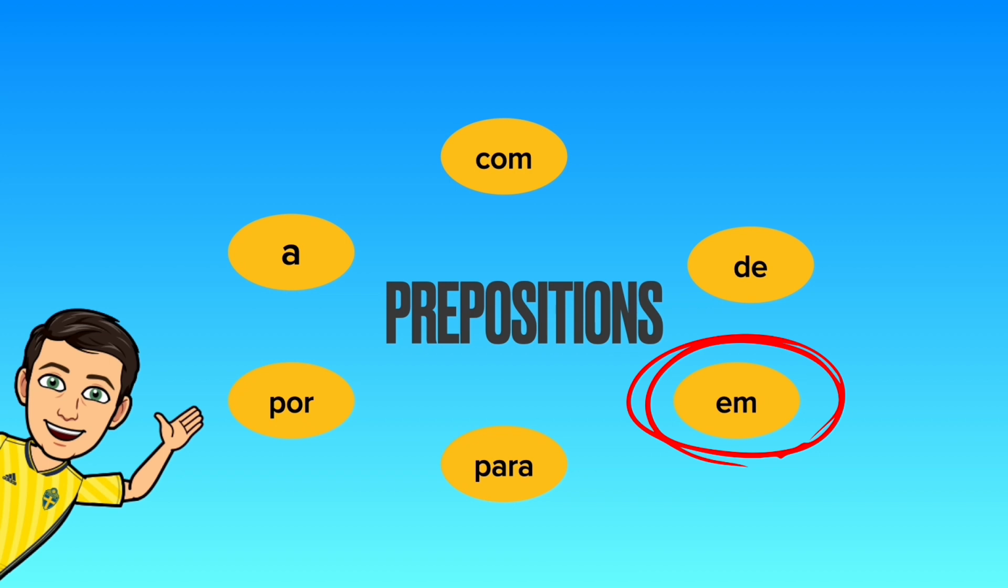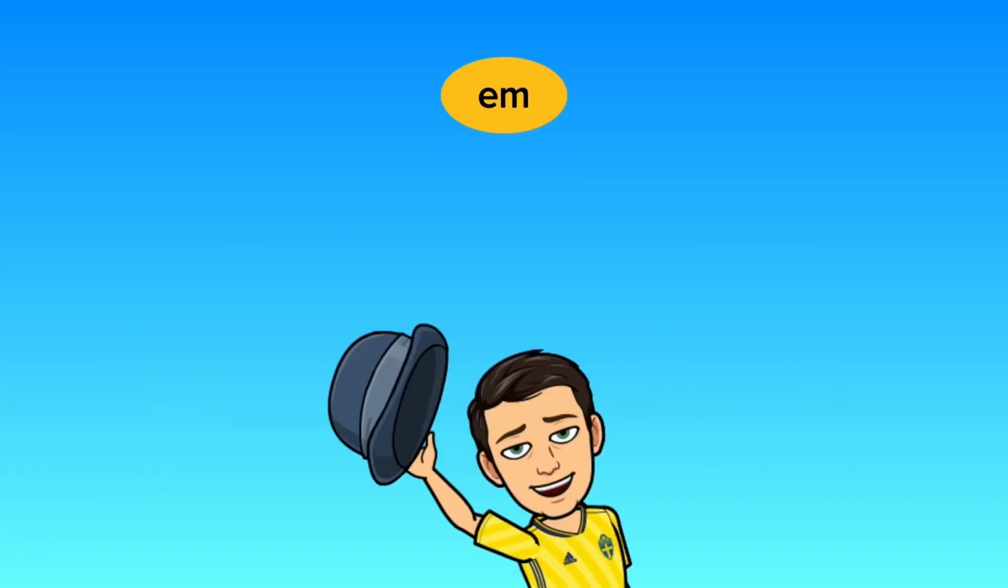But before we look at how and when to use this preposition, an important note on pronunciation. It's pronounced em, so a very nasal sound there. With that out of the way, let's see the main uses of this preposition. It's largely used to indicate location, and it can be translated into English sometimes as in, at, or on.